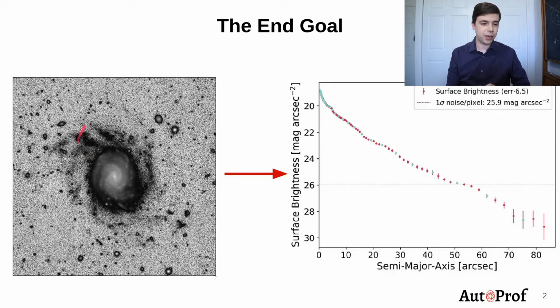Now, it goes straight from an image like this to the surface brightness profile, which is the brightness of the galaxy as a function of radius or semi-major axis out from the center. And of course, it tries to go as deep as it can. So this is what we want AutoProf to be able to do.